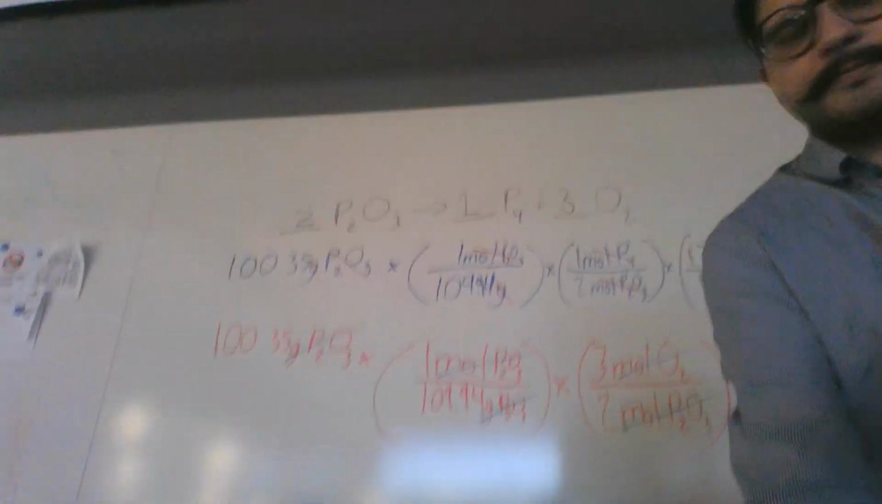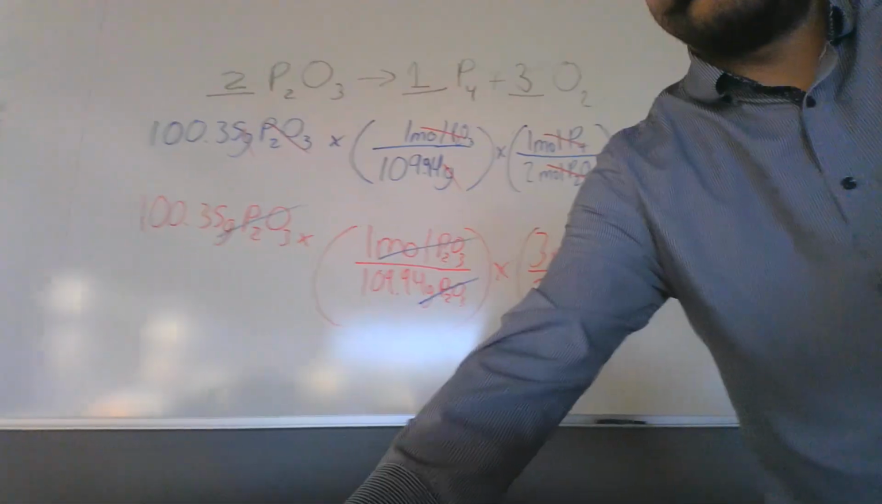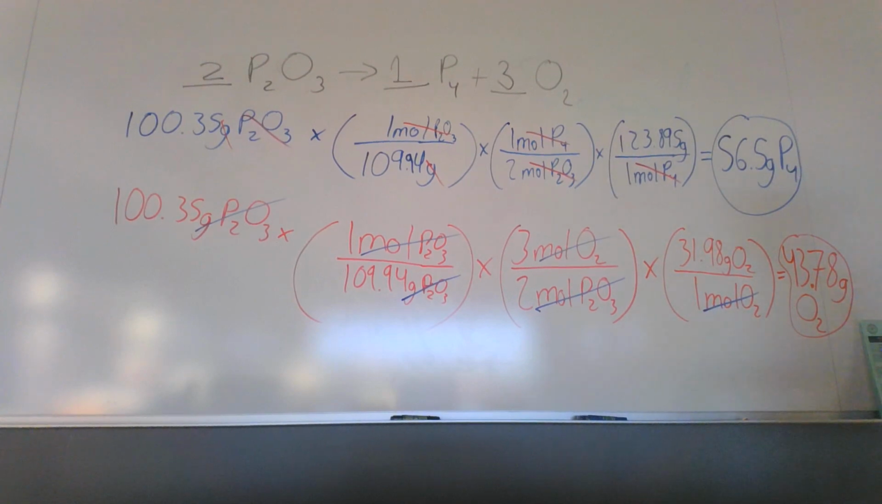So those are the final answers for problem 2. And I do expect you to label with your units, which are the mass, the grams of that specific product. So 56.5 grams of P4, and 43.78 grams of O2.